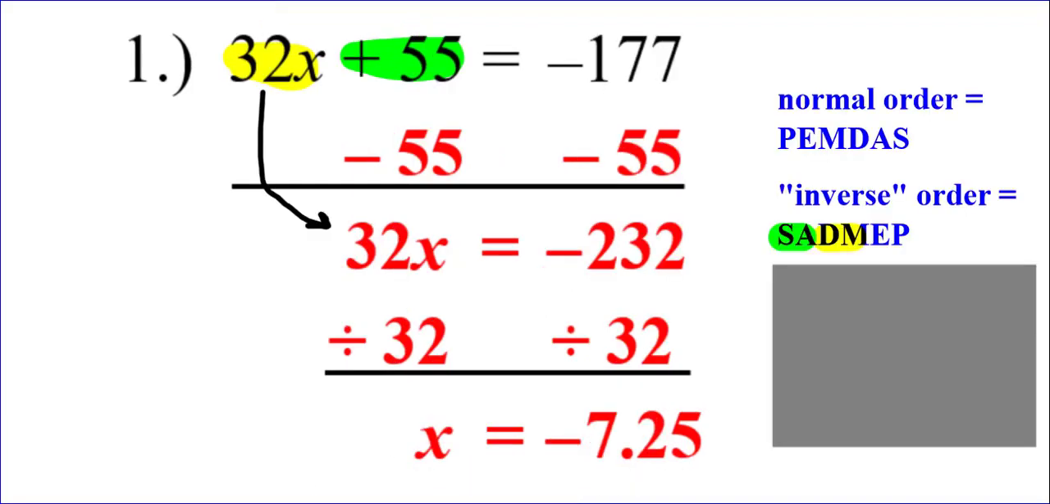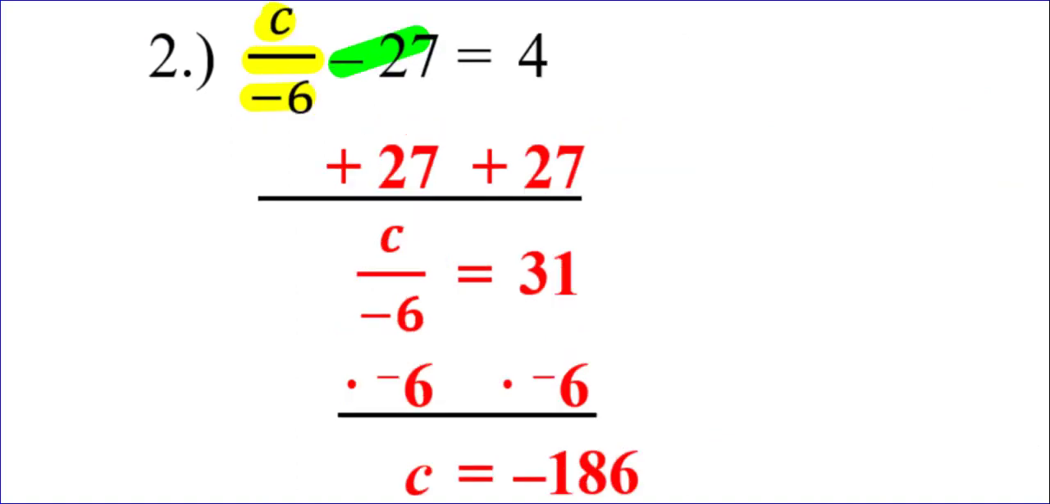So the moral of the story is inverse operations has to use the inverse order of normal. And that's why you're seeing me do the inverse of subtraction or addition first on both sides. And then later, I will multiply or divide on both sides to finish solving my equation.